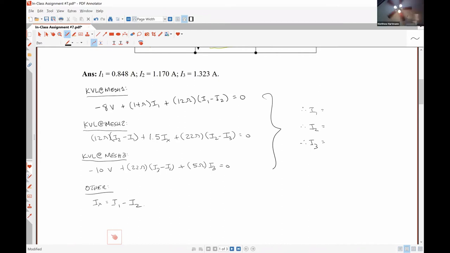All righty. So going back to equation 2, because it has an Ix in it, I have minus 12 I1 from the first term, and then plus 1.5 Ix from the second term. Then for I2, I'm going to have positive 12 minus 1.5 plus 22. And for I3, I have minus 22 equals 0. I have 0 I1 in my third equation, minus 22 I2 in my third equation, positive 22 plus 5 I3, positive 10 goes there.